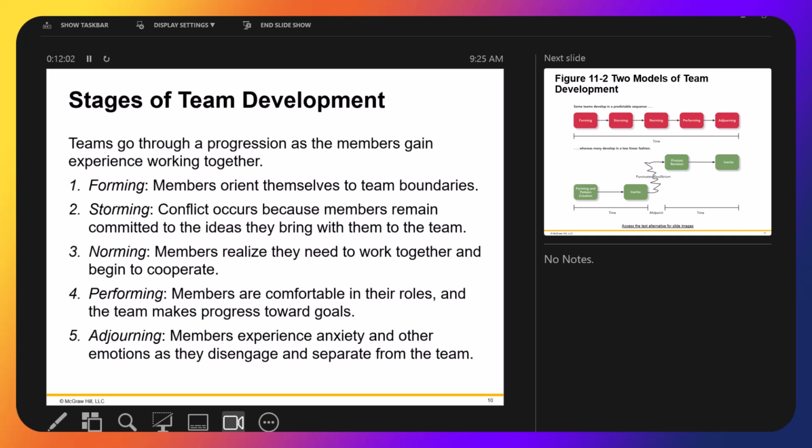Forming. This is initially when members orient themselves to team boundaries. When you get together, you've got to figure out, okay, what is my role? What is her role? What is his role? What are the boundaries, so that we respect each other.